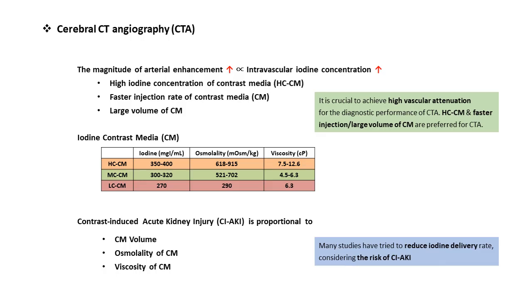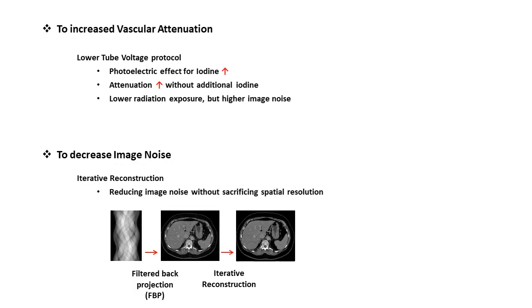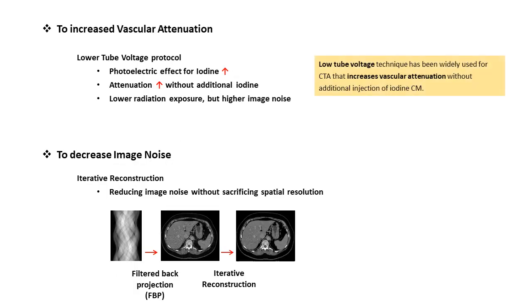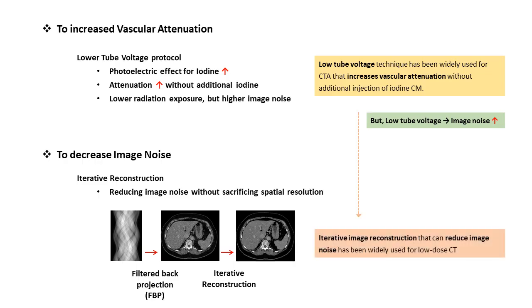Many studies have tried to answer this question. One effective method is using a lower tube voltage protocol such as 70 kVp. This takes advantage of the photoelectric effect, which increases iodine attenuation without needing additional contrast. However, the downside is clear: image noise increases significantly. Therefore, iterative image reconstruction has been used to reduce the noise, but this noise issue is not completely resolved.